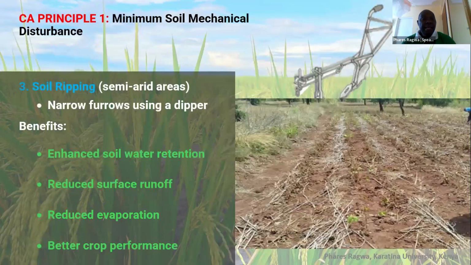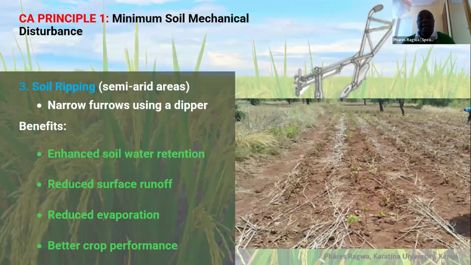Still under principle number 1, we have soil reaping. And in that, you can see that picture there. That is a tool or an implement that is referred to as a reaper. It is used to dig narrow but deep furrows into the soil, which when it rains, the water collects in those furrows, and then the same furrows can be used for planting.